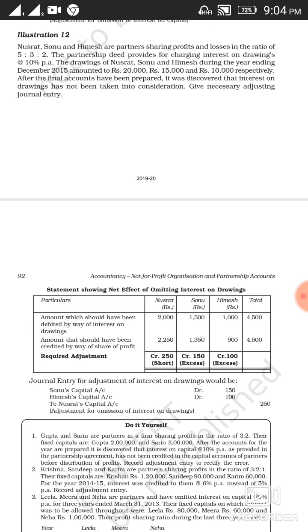So on the basis of the adjustment table, you can make out the journal entry, the rectifying entry. Your entry will be as it has been written wrong on your adjustment table. It has been written credit, credit and credit. Nusrat will be credit, Sonu will be debit and Himesh will also be debit. So your adjustment entry will be Sonu's capital account debit 150, Himesh's capital account debit 100, to Nusrat's capital account 250. The narration will be: adjustment for omission of interest on drawings made. So this is how the journal entry regarding the adjustment will be done.